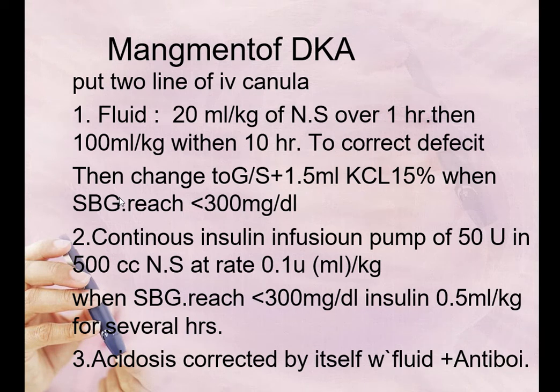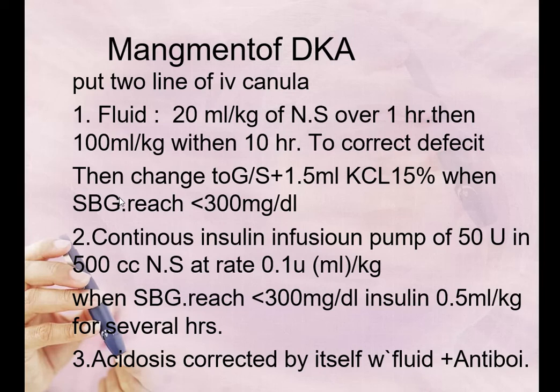This should be divided into 2 halves. The first half of the 100 ml per kg should be given over 4 hours, and the other half of this amount of fluid should be given over 6 hours to correct the deficit state. Then, when the serum blood glucose reaches less than 300 mg per deciliter, change the type of fluid from normal saline to glucose saline and add 1.5 ml of potassium chloride 15% to this fluid.